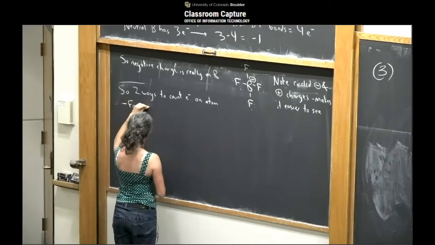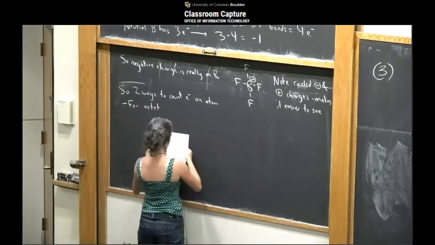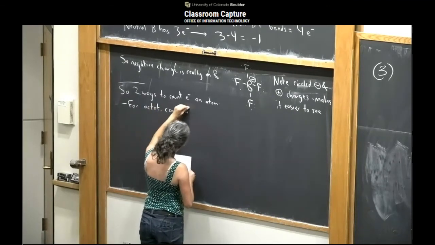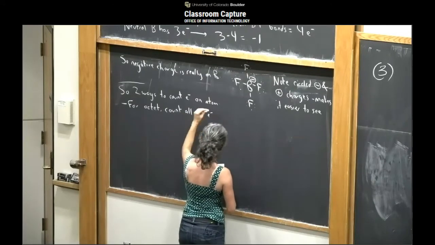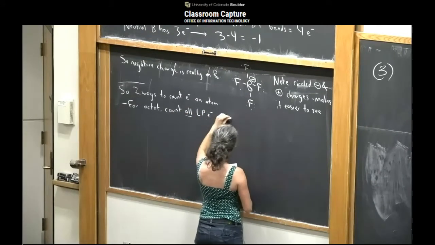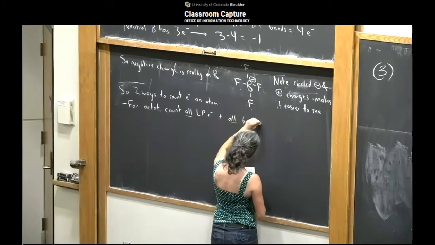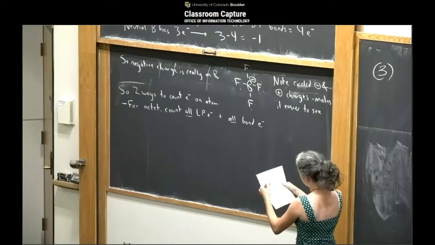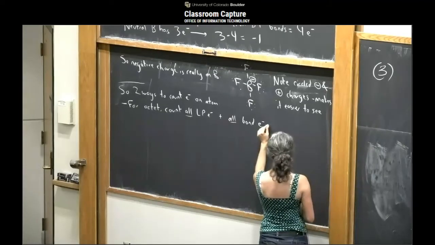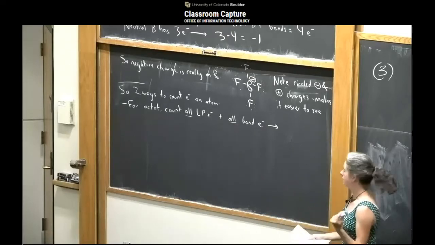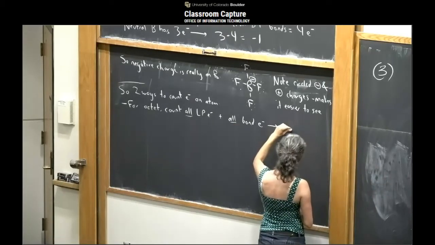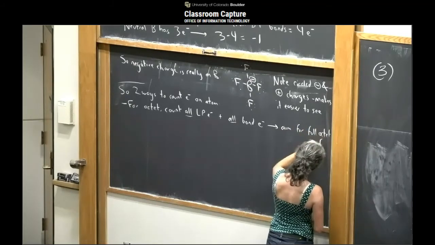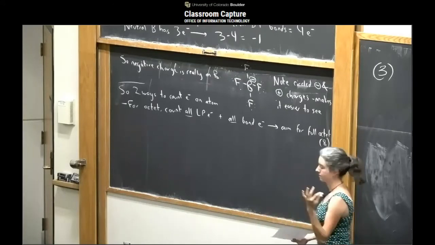If we're counting for octet / duet, we're going to count all the lone pair electrons plus all the bonding electrons on an atom. And our goal here is to get the full set of 8. Unless it's hydrogen, of course.